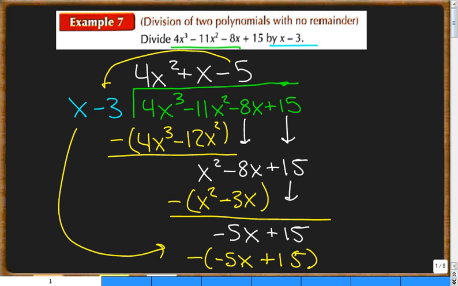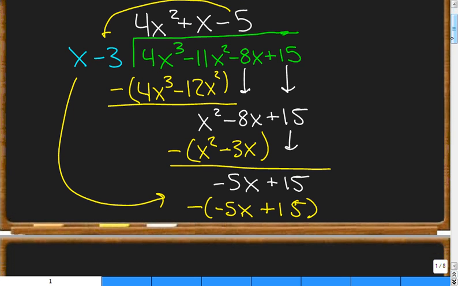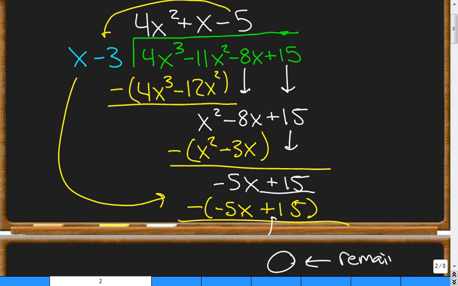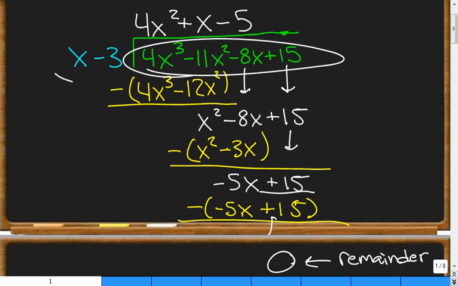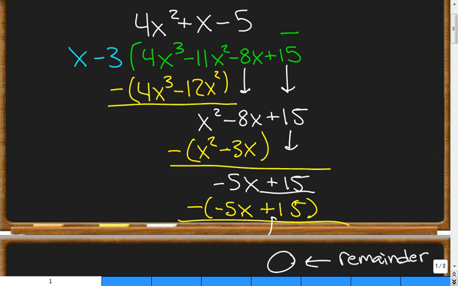Now we see here that when we perform the subtraction, this makes 0. We also get positive 15 minus a positive 15. That also makes a 0. So our remainder is 0. So we don't have any extra parts here. We found that, if we were to actually divide this large term by this, we end up with one thing without any remainder.